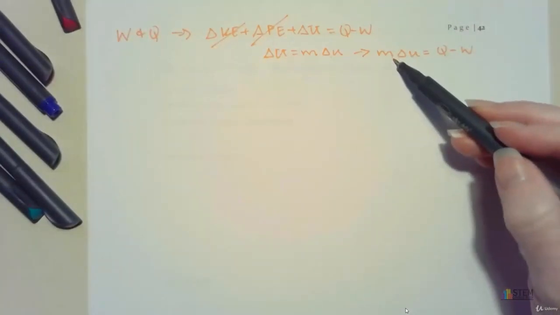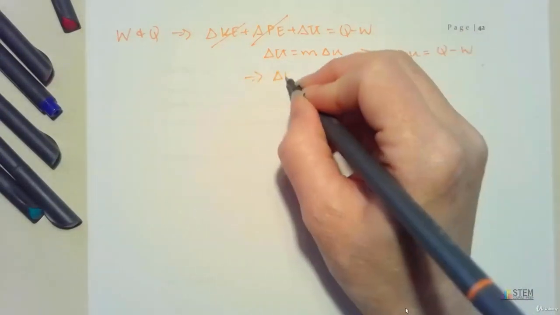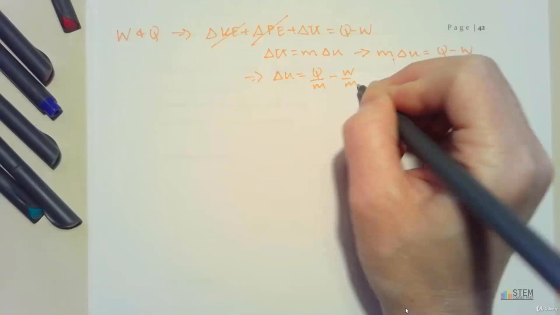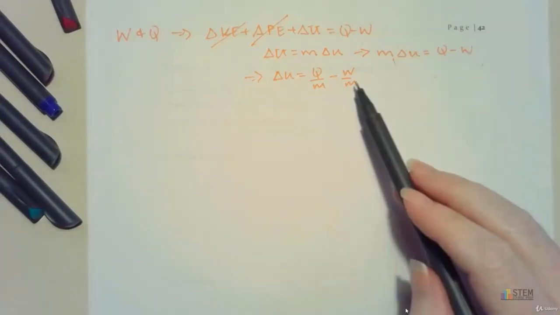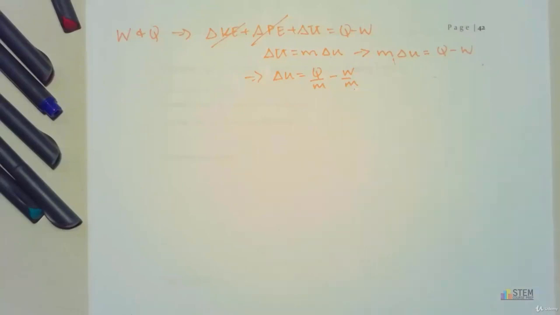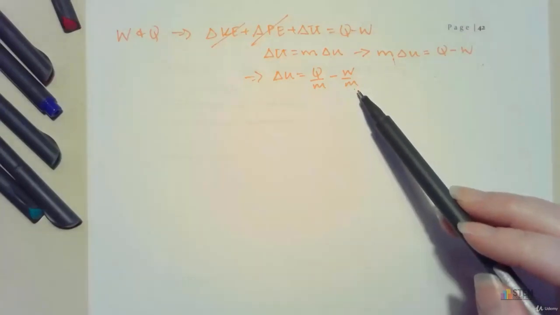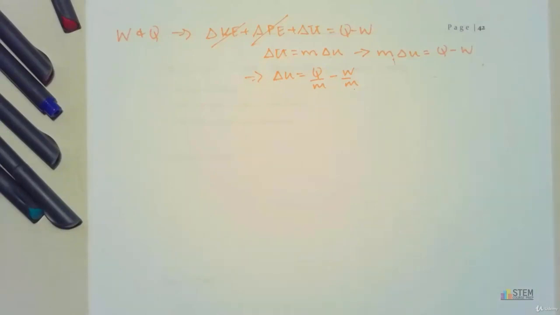We've got this mass here. Let's go ahead and divide through by that mass. So that gives us delta u equals Q over M minus W over M. This is our new equation. Now look at that and think about the units. What are the units going to be here for these two terms? Q and W are usually kilojoules. Now we're dividing by mass. So that's going to give us kilojoules per kilogram, which is exactly what units the problem is asking for. So that's perfect, right? So we did a good job there.